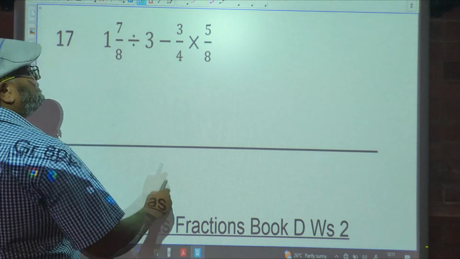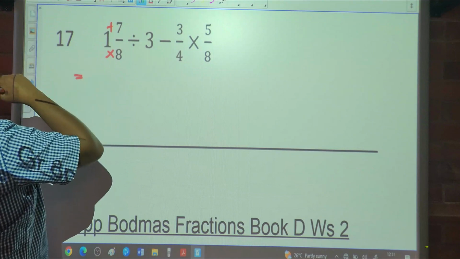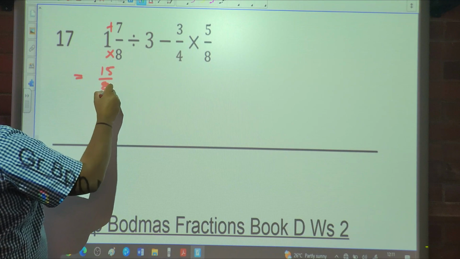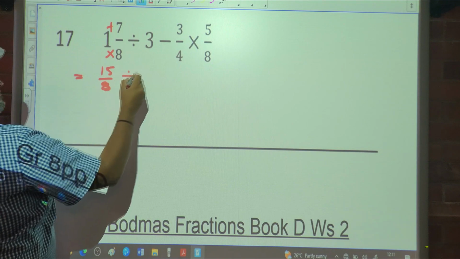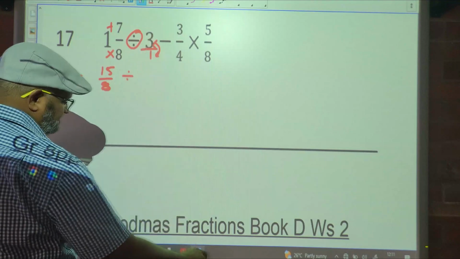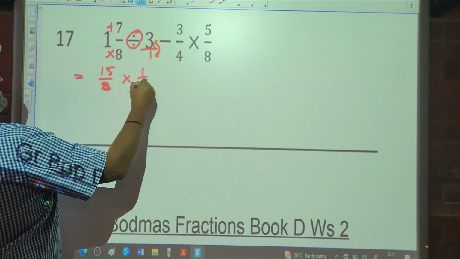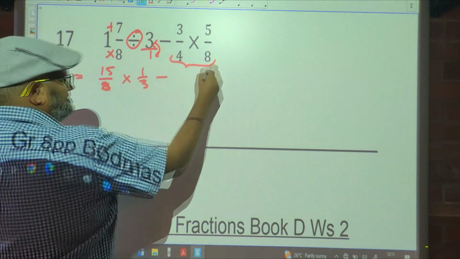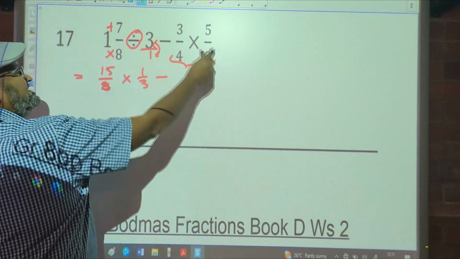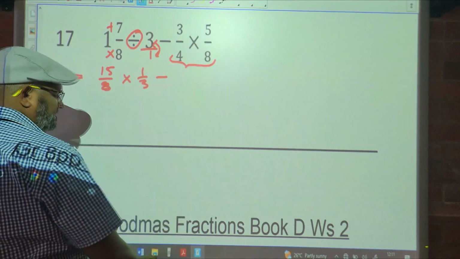Change to improper first. Not some. So that's going to give us 8 plus 7, sorry, it's 15 over 3. 8, sorry. Must be divided by. But this we can change to multiplication, the reciprocal. It will be multiplied by a third minus. And this here can be cancelled or simplified. Is there anything you can cancel here? No. Here? No. So it's straight multiplication.